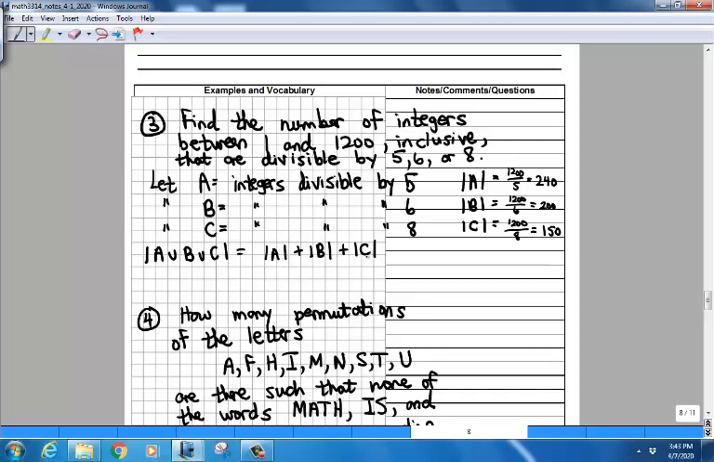But if we just add the individual cardinalities together, those are easy to compute, as we showed here, we will overcount, because some integers are going to be in the intersections of these three sets. Some integers are divisible by both 5 and 6, some by both 6 and 8, some by both 5 and 8, and some integers are divisible by 5 and 6 and 8. So we will have overcounted if we just add the cardinalities of the three sets.